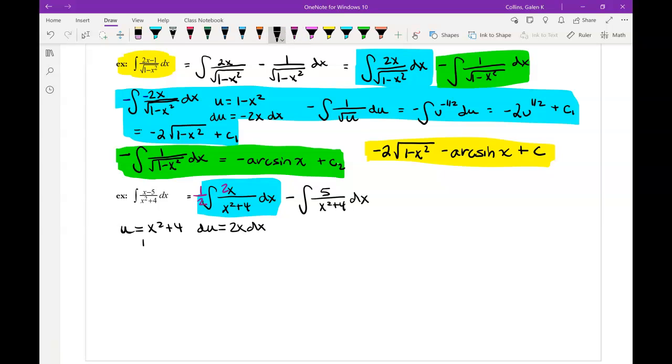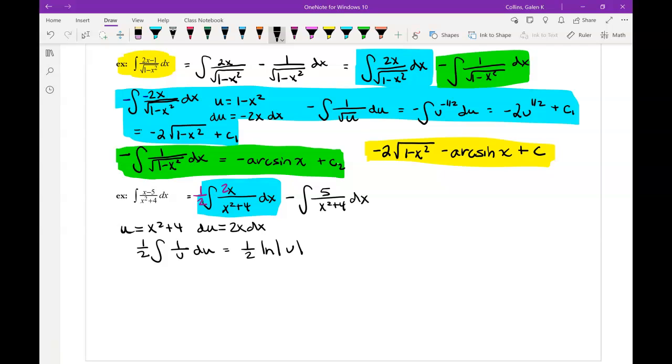So now I've got 1/2. The 2x gets absorbed in the du. The whole denominator is u. Oh, look at that. It's my favorite integrand, 1 over u. My favorite antiderivative. That's how you know I'm a math teacher, that I have a favorite antiderivative.